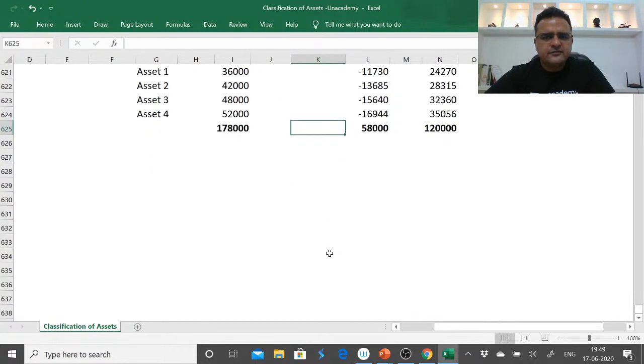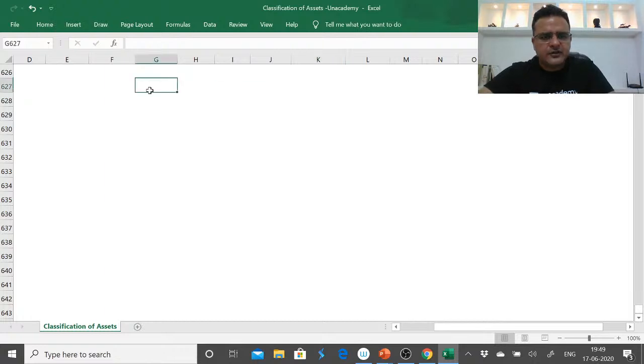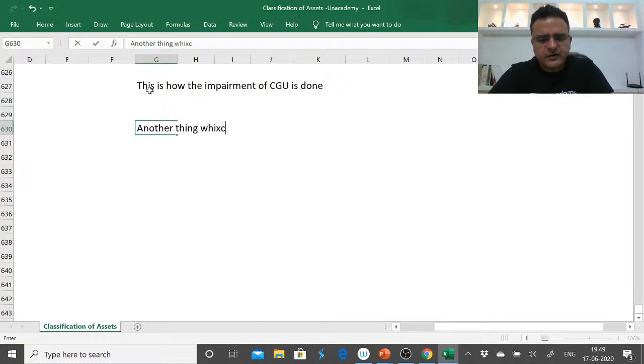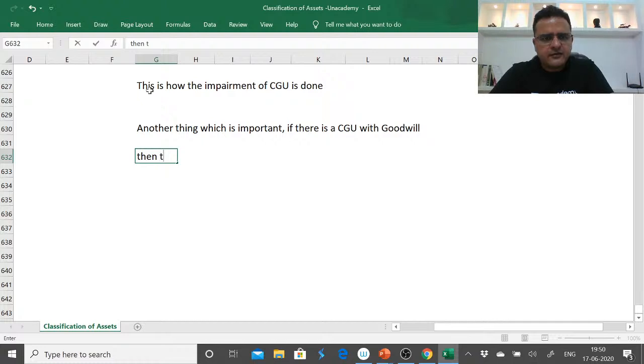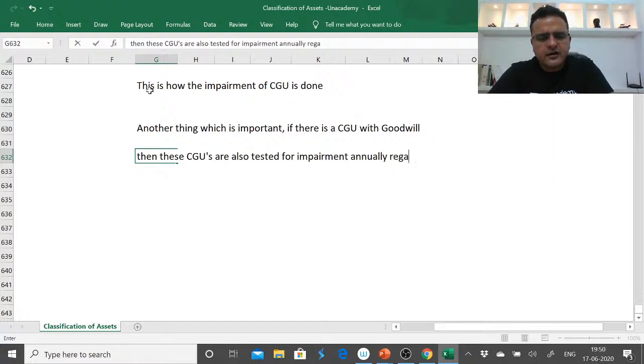So this is how the impairment of CGUs is done. Now, another thing which is important is if there is a CGU with goodwill, then these CGUs are also tested for impairment annually, regardless of indicators of impairment.